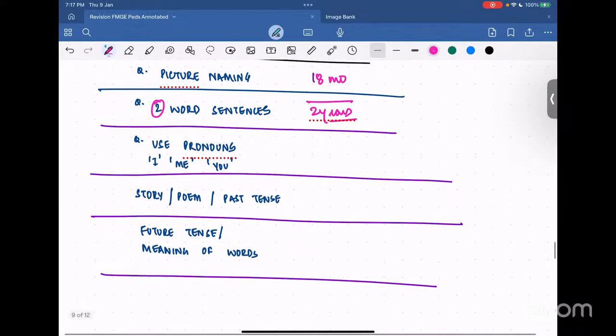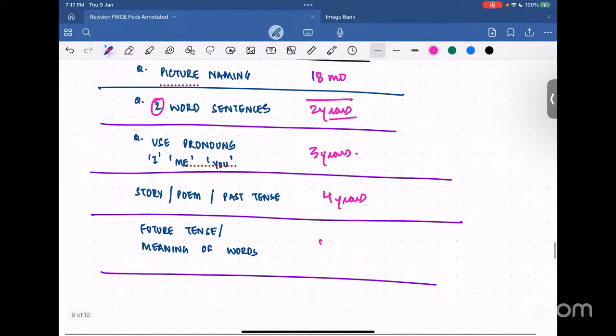And finally, the child can use pronouns like I, me, you at 3 years of age. After that, the child will be able to recite a poem, tell a story. And how does the story start? Once upon a time. That means referring to the past tense. All this comes at 4 years of age. And referring to the future tense and asking the meaning of words, this comes at 5 years of age, right?